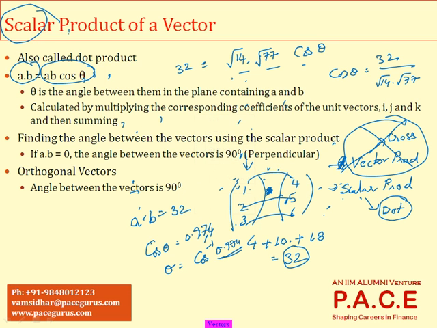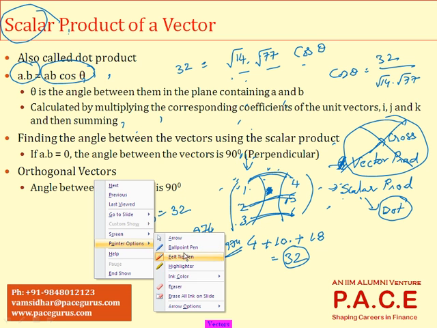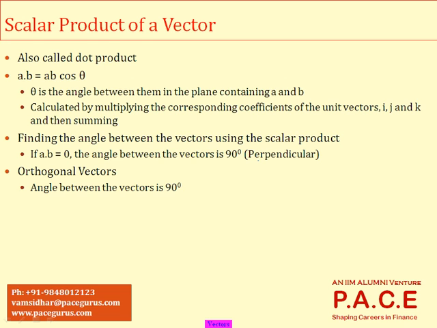Right? So one thing we need to be comfortable with as a concept is that you can find the scalar product between the two vectors just by multiplying their corresponding coefficients and adding that up. And a couple of important things we need to understand here. Now that we are able to find cos theta, if cos theta comes up to 0, how does cos theta come up to 0? Only when a dot b equals 0.